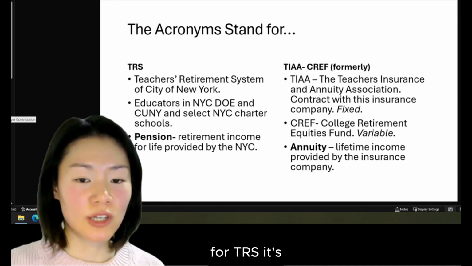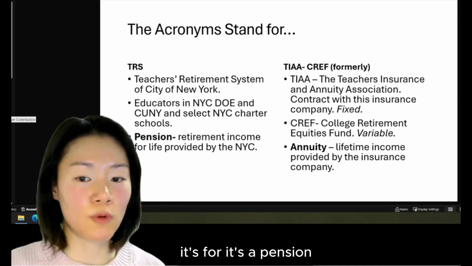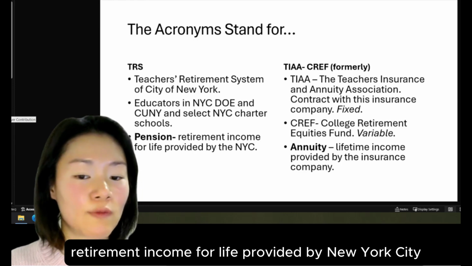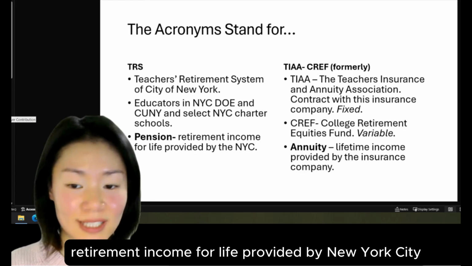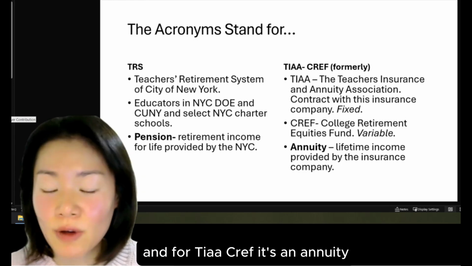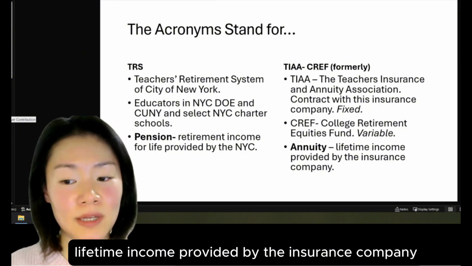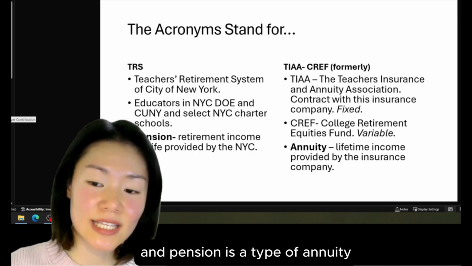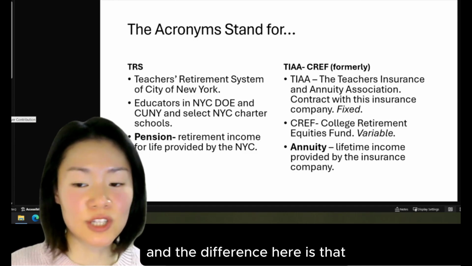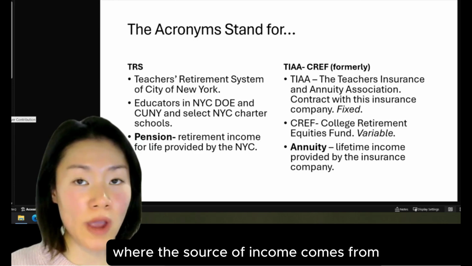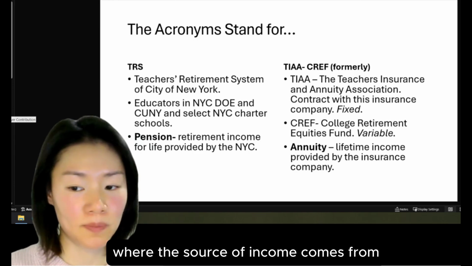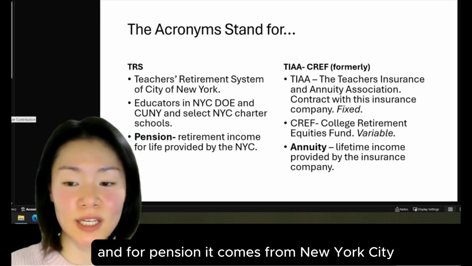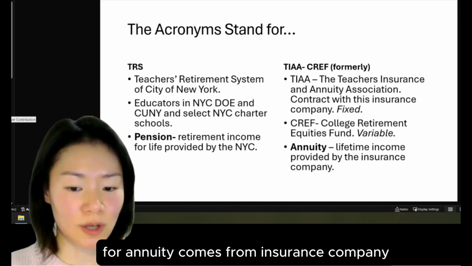TRS is a pension, retirement income for life provided by New York City. And TIAA-CREF is an annuity, lifetime income provided by the insurance company. Pension is a type of annuity. The difference here is where the source of income comes from. For a pension, it comes from New York City. For an annuity, it comes from the insurance company.